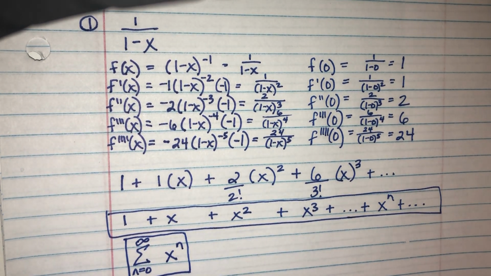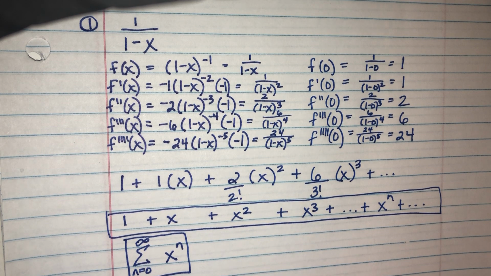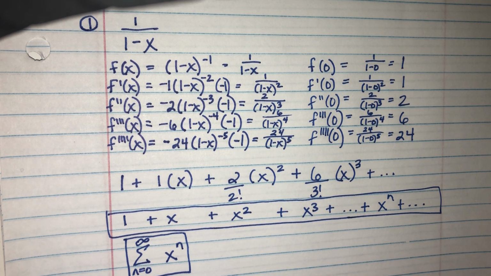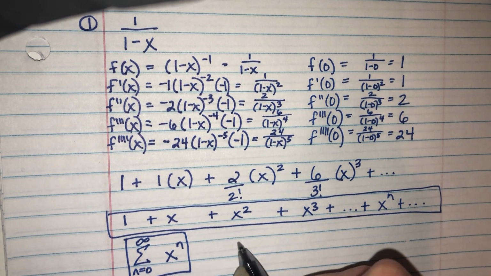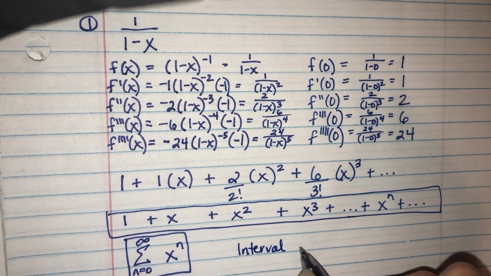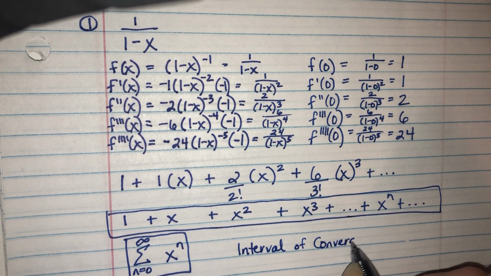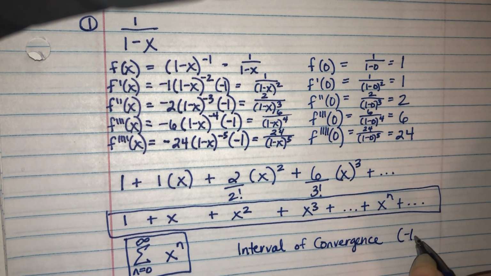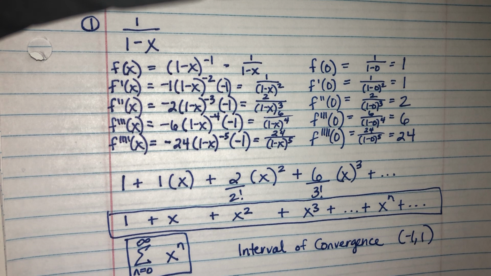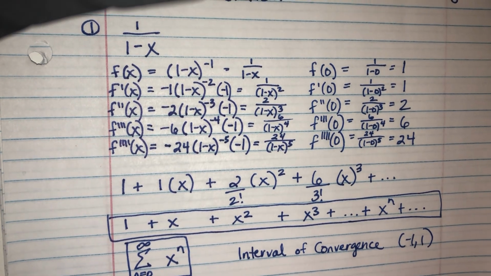Now this is a geometric series. The first term is 1 and the common ratio from term to term is x. So it is going to converge anytime the absolute value of x is less than 1. So just as a side note and an important thing to consider, the interval of convergence for this series is going to be from -1 to +1. X values from -1 to +1 will cause that series to converge. Okay, so that's that. Let's try another one.